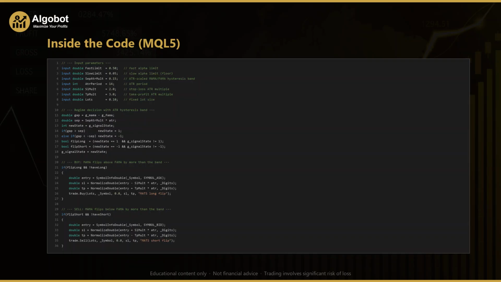Now the buy block. When flip long is true and we're not already long, the strategy reads the ask price as its entry, sets the stop loss below entry by SlMult times ATR, sets the take profit above entry by TpMult times ATR, and calls trade.buy. The sell block mirrors it exactly. When flip short is true and we're not already short, it reads the bid price, places the stop loss above entry, places the take profit below entry, and calls trade.sell. Both sides use the same ATR-scaled risk framing.